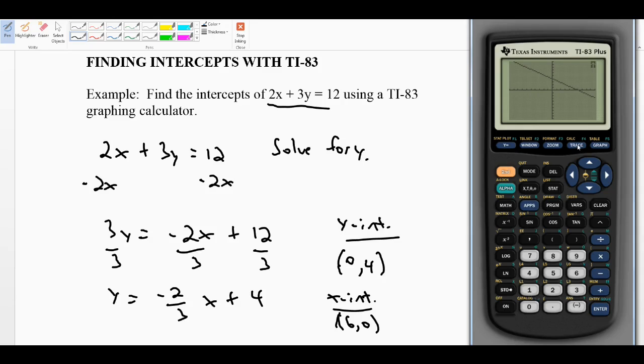So now I can hit second trace 5 for the intersect, and then I can move it. I really don't have to move it because it's the only 0 that we have, or any intersection point we have between those two lines. Just to show you I don't have to, but it might be better if you do, but I don't have to. I'm just going to hit enter 3 times. And there it is again, 6, 0. So that's the two main ways that I know on how to use the graphing calculator.